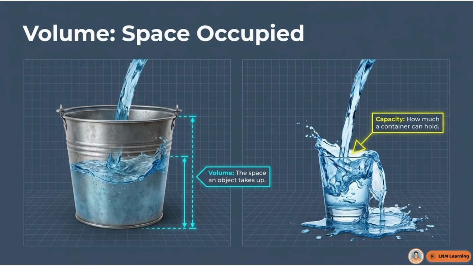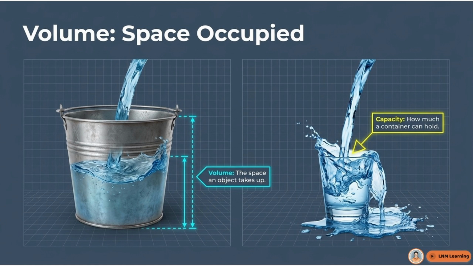Now let's talk about volume. Volume is basically the amount of space an object occupies. Now let's take a simple example. Fill a glass of water and fill a bucket of water. Which one holds more? The bucket easily. The bucket has more space and therefore it can hold more water inside.